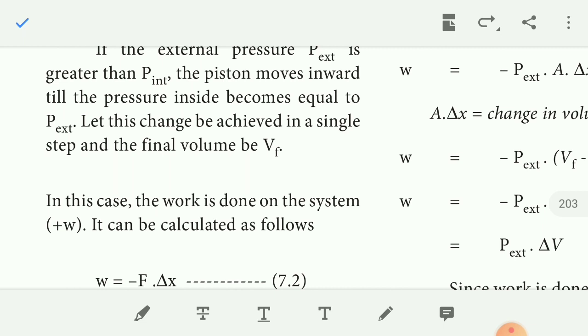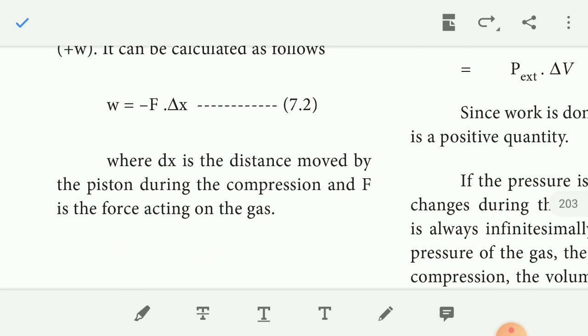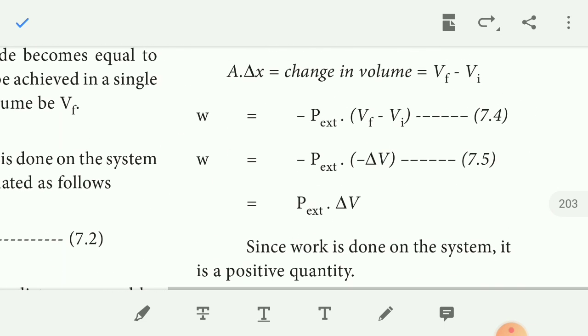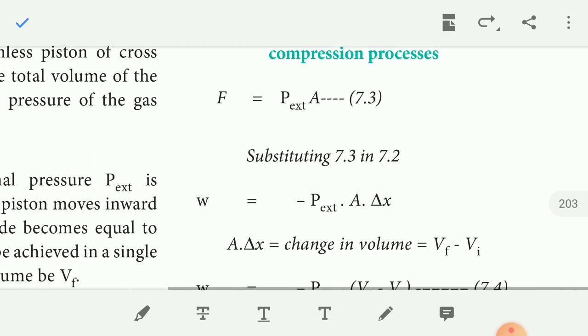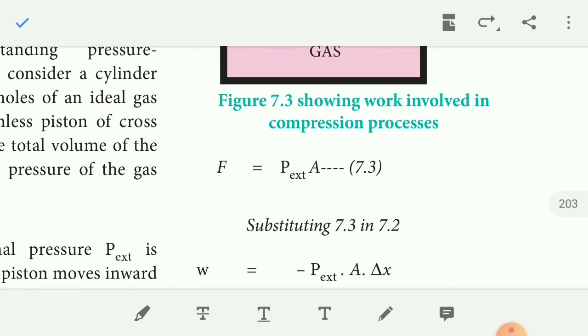It can be calculated as follows. W equals minus F into del X, where dx is the distance moved by the piston during the compression, and F is the force acting on the gas. So, F equals P external into A.